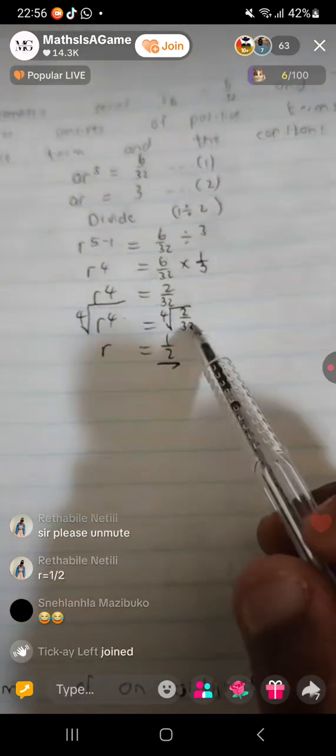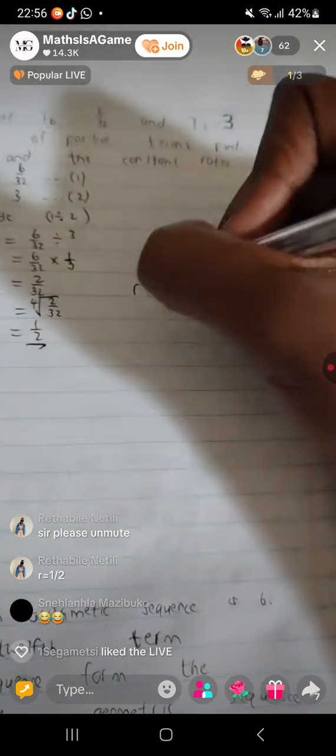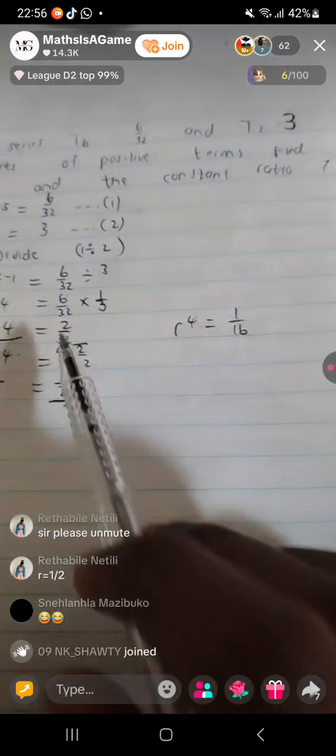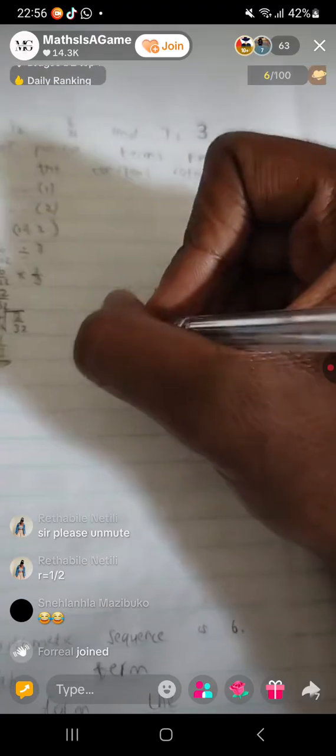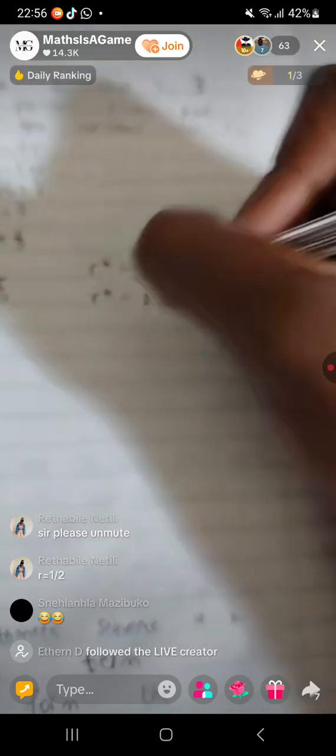Yeah, because mostly you can simplify 2 over 32, it becomes 1 over 16 if you wanted to do it in another way. You can simplify 2 over 32 to 1 over 16, and then r to the power 4 is equal to 2 to the power negative 4.